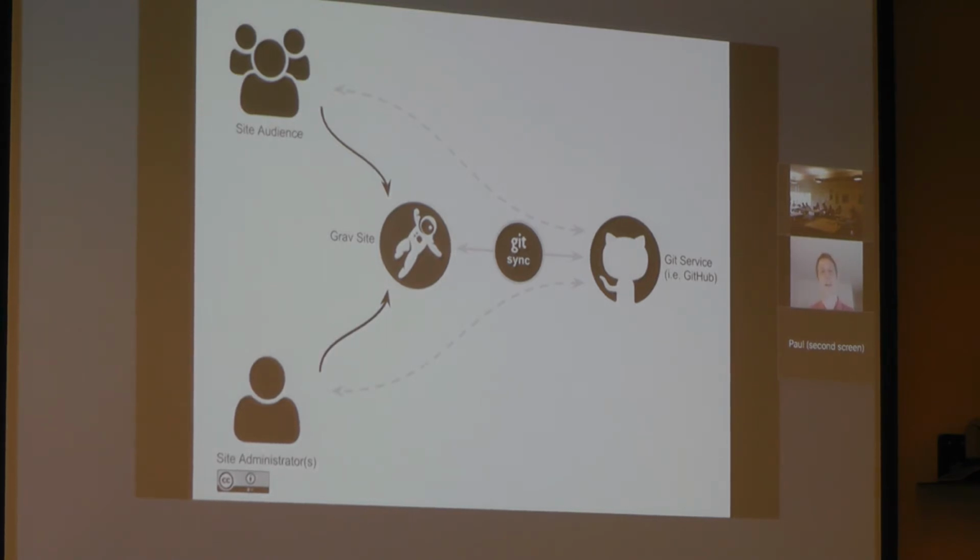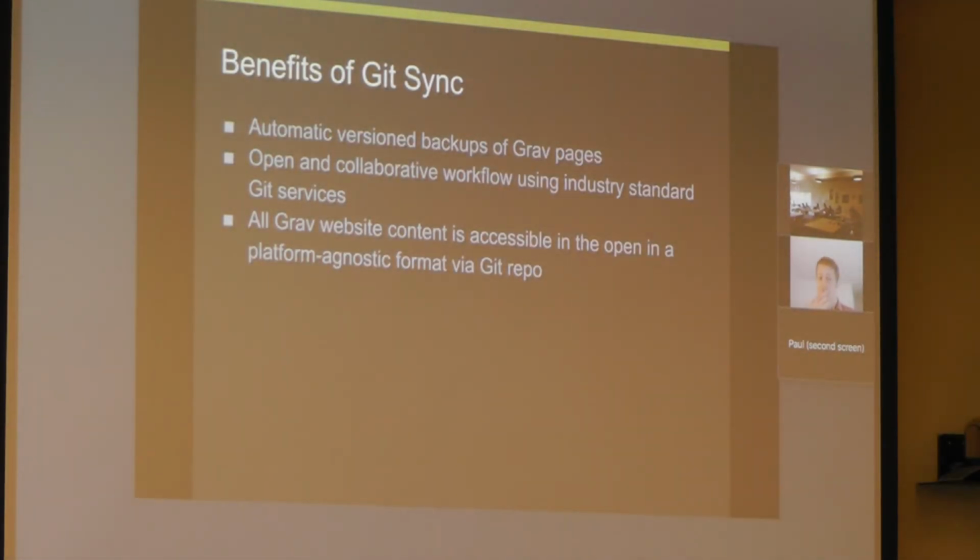I think we're only starting to see more user-friendly Git front ends now, like GitBook is an example of where I think we're going to be going. But right now, because Git is used in the back end for almost all of this stuff, you can utilize a wide range of services. A couple of benefits: you get automatic version backups of Grab pages. Anytime your Grab site is changed, it automatically gets synced to your Git repository. You have an open and collaborative workflow using the industry standard Git services that I just mentioned. And all your site content is open in a platform agnostic format.